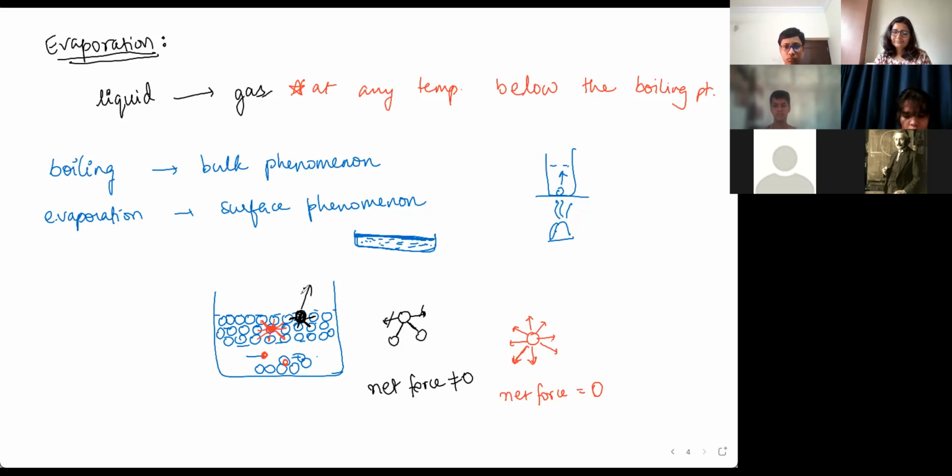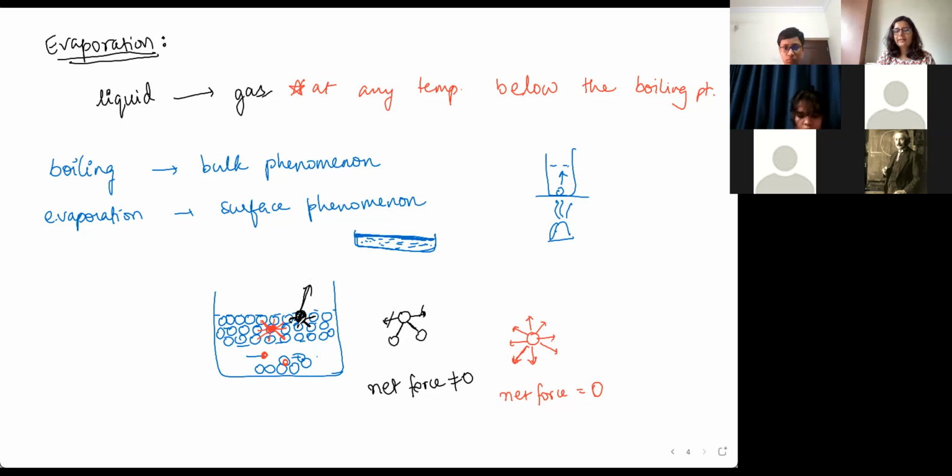Yes, evaporation takes longer than boiling because you're not actively providing heat. One random molecule, the conditions have to be just right. It needs to collide enough, it needs to gain enough energy to be able to escape the attractive forces of the particles around it and go into the atmosphere. So it's not a bulk phenomenon, only the surface molecules have that.